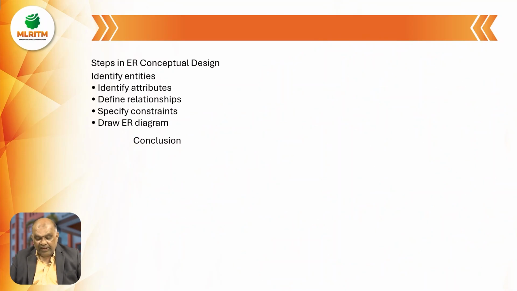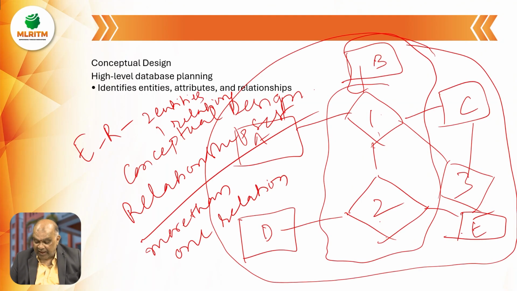So what are the defined steps in ER conceptual design? Identify entities. Yes, we are going to identify them in the previous diagram. You can see that we are having one relation, 1 and 2 are the relations, and they are shared by B and C. So for entity B and entity C, you are going to identify the entity set, and you are also going to identify the attributes. So when you are maintaining two relations, that means more than one attribute of each entity set is going to have that relationship.